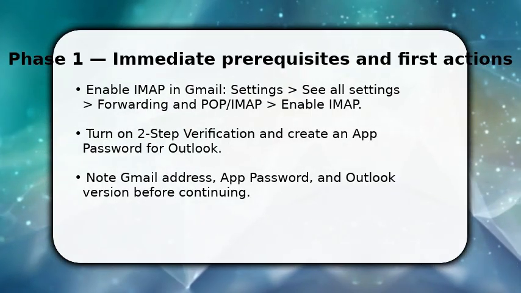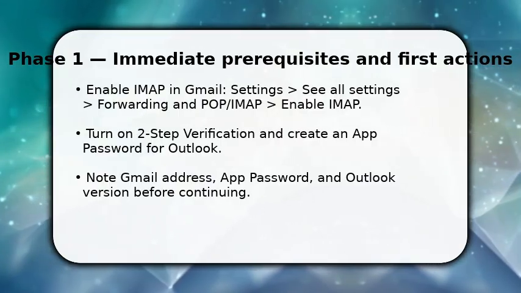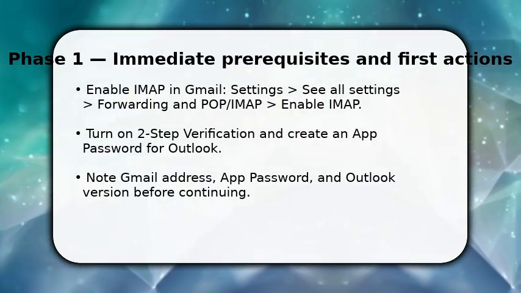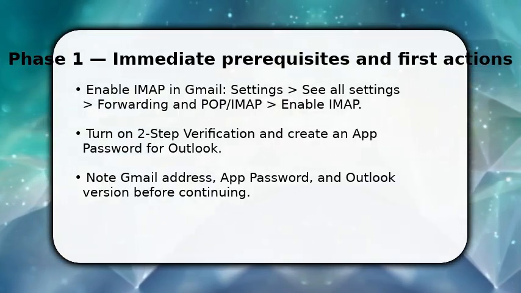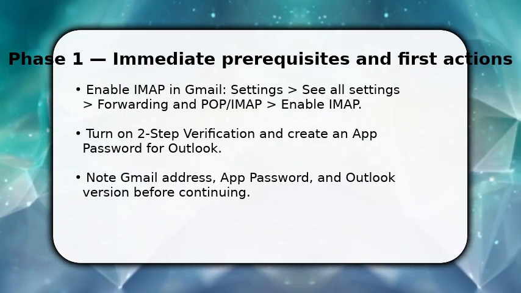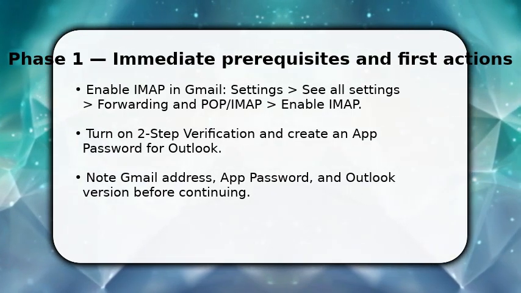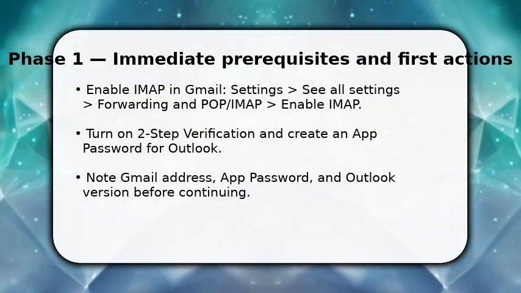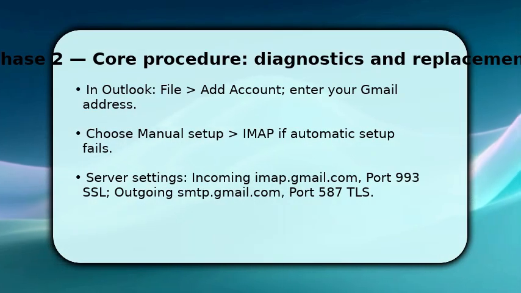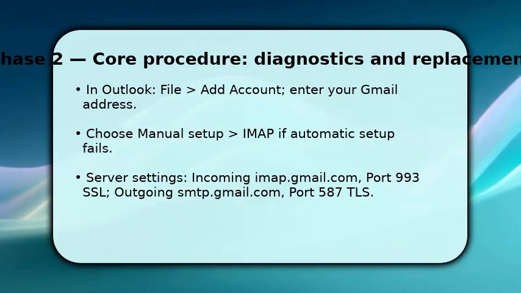Now, open Outlook and get ready to add a new account. The next steps connect settings to establish mail flow. You add the account in Outlook by selecting File, then Add Account and typing your Gmail address. If Outlook prompts for automated setup and fails, choose Manual Setup and select IMAP to enter server details yourself.